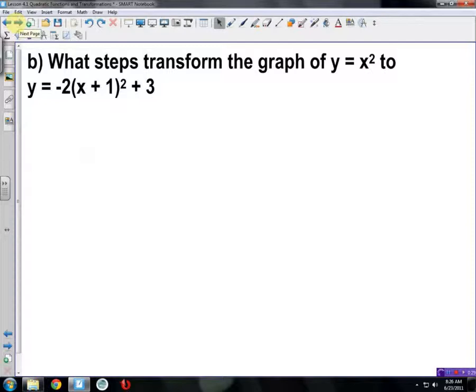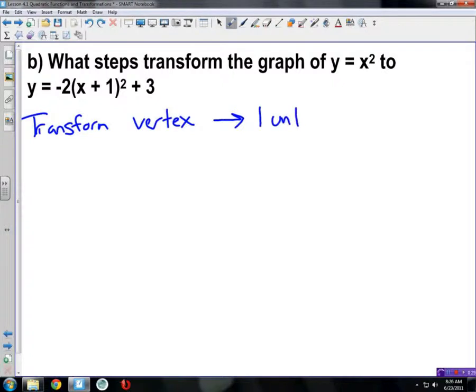All right, now, what are the steps to perform the transformation from the parent function x squared to what we just graphed? All right. What they mean by this is they want you to describe how they've changed it, right? So you could say, we transform the vertex. We went to the right 1 unit, and we went up 3 units.